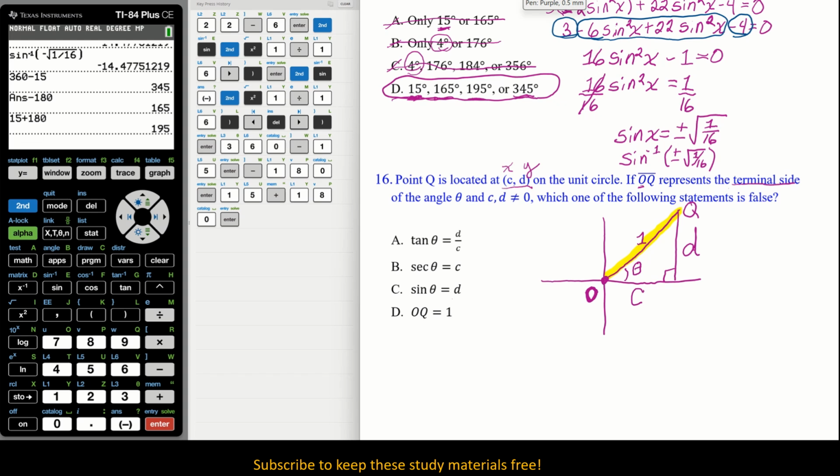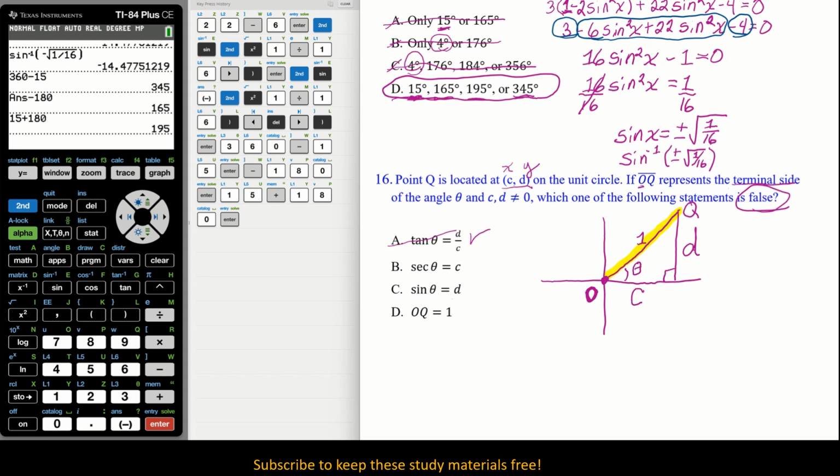First off, they say tangent theta is equal to D over C. Okay, remember, we're looking for false. Yeah, that is a tangent. Now that I set up our unit circle triangle. Okay, so we don't want that one because it's true. Let's look at B. B says secant theta equals C. Well, that's not hard to figure out.